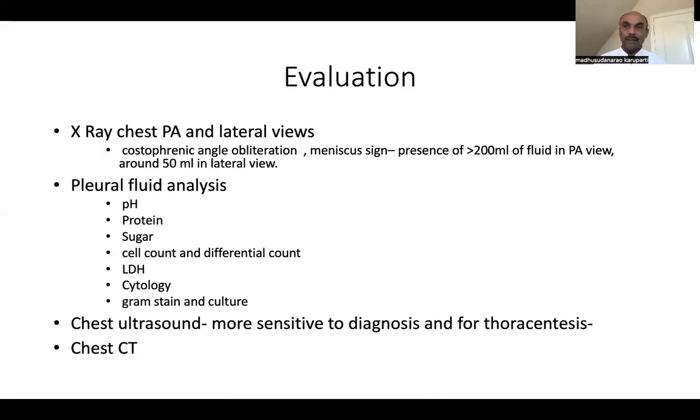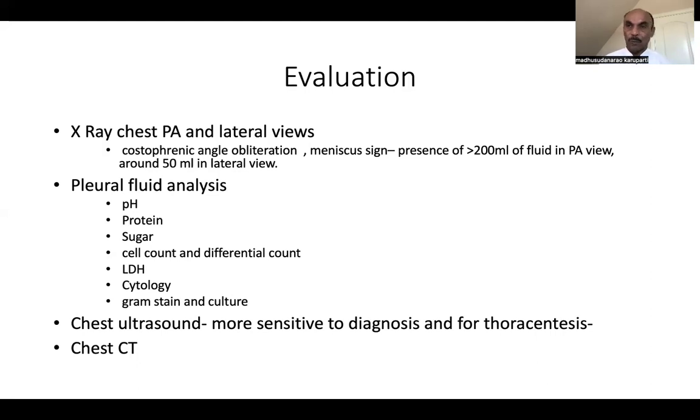Well, when there is a fluid in the pleural cavity, identified by X-ray chest, do the thoracentesis to collect the pleural fluid to send it for the laboratory evaluation. Rapidly check the pH, check the protein content and the cellularity, that is a differential diagnosis, and differential count and the total count.